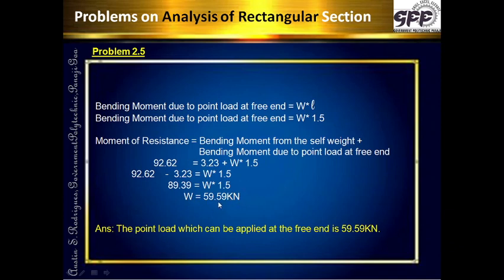This is in the service condition, because we have already divided by 1.5 to get the moment of resistance. This is the service load, the normal load or the working load. So the point load which is permitted at the free end is 59.59 kilonewton, or safely we can say 59 kilonewton.